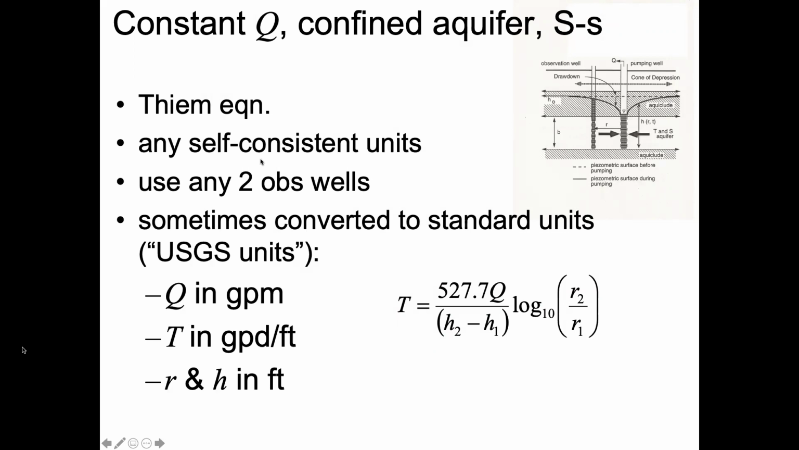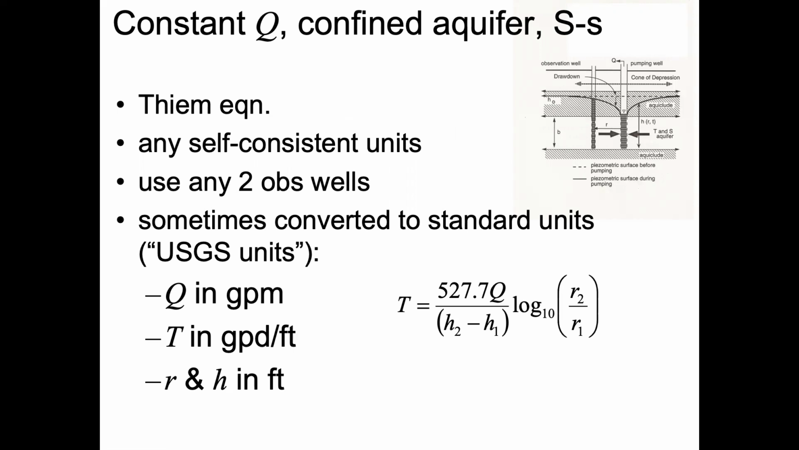So here, when we're solving with the Thiem equation, if, for example, we're using meters, we need to be consistent with our units across here. So meters, and if we're using seconds, then we need to be consistent about using those. But otherwise, it's standard SI units, you can plug those in and solve the equation. And you can use any two observation wells that you'd like.